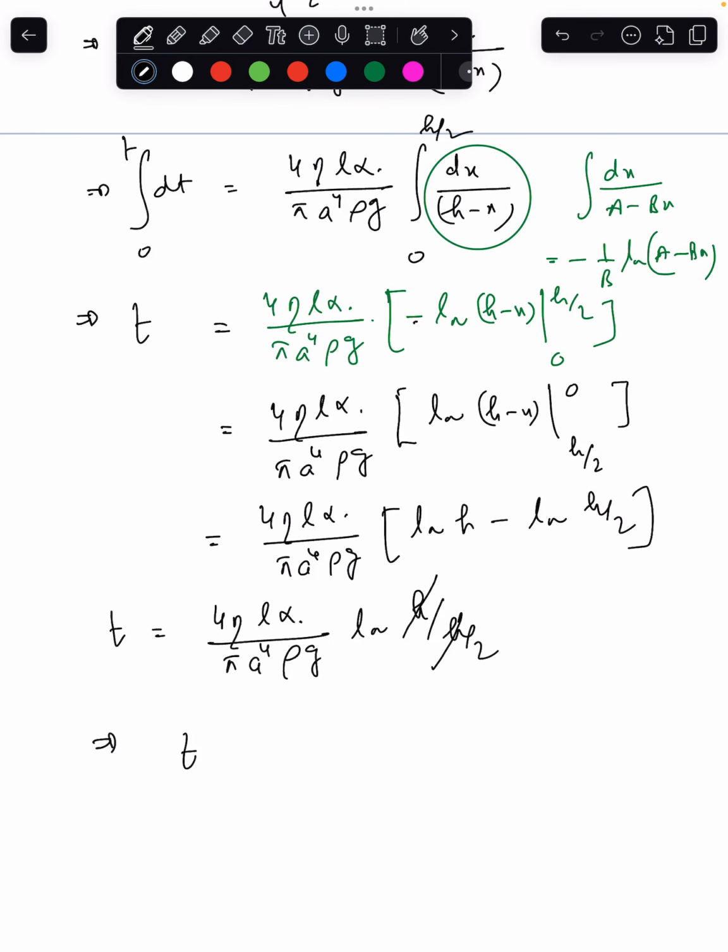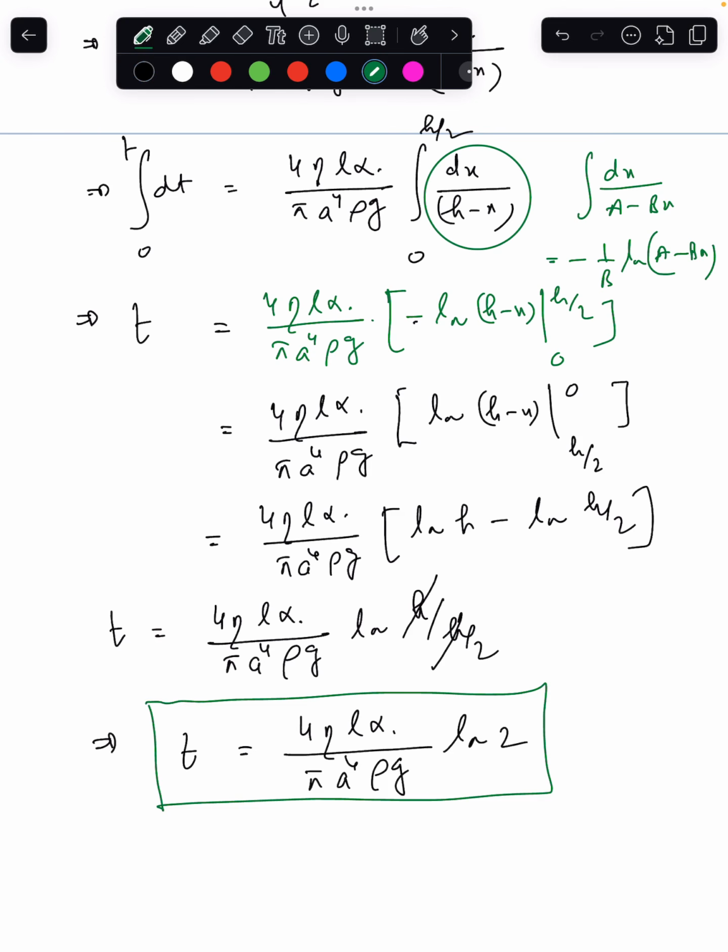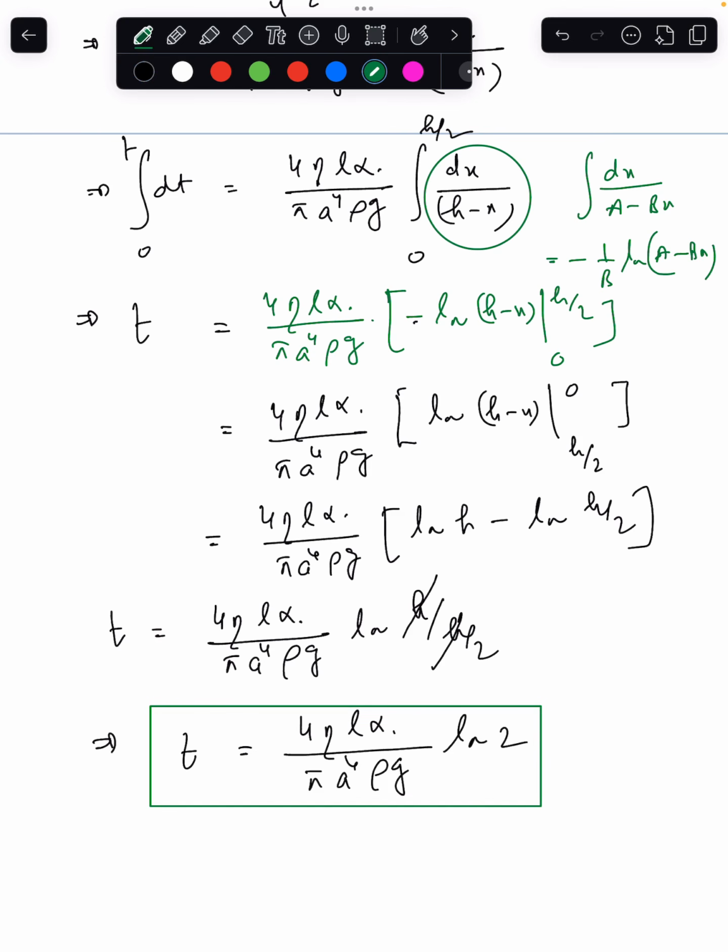Now here I got the final result, which is equal to 4 eta L alpha by pi a to the power 4 rho g log of 2. That's the final answer to the question. Now point is, this question can come in a single option correct format. It can come as an integer question also.